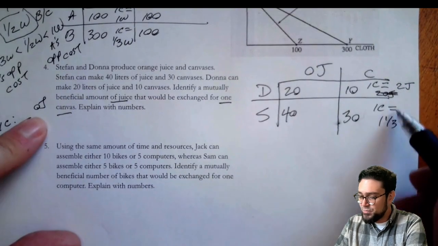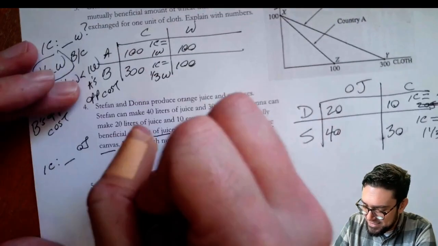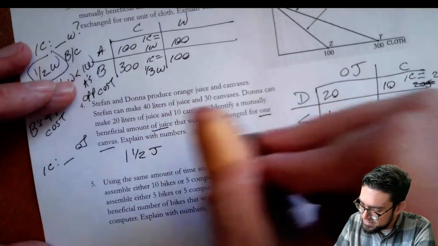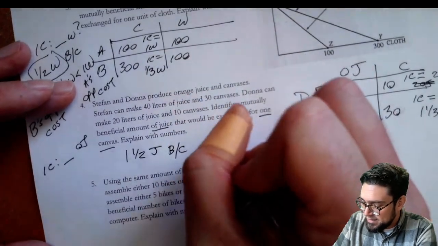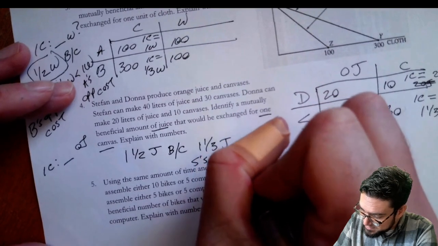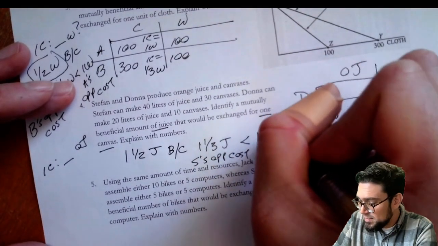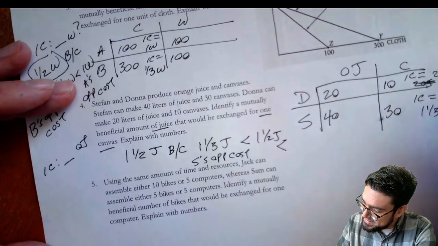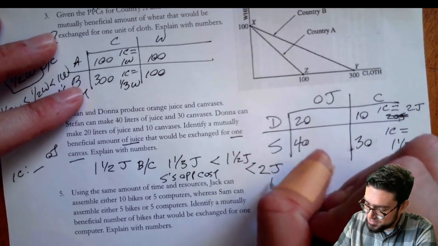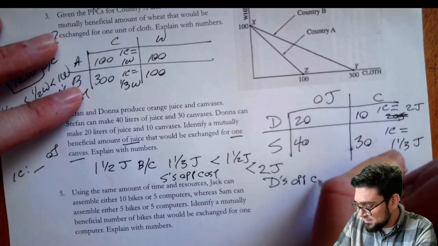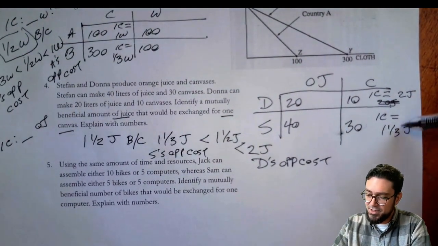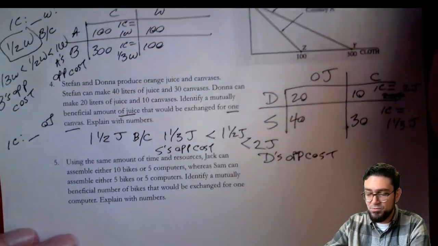So it's got to be something in between these two. Let's say 1 1/2. How about? So 1 1/2 juice because, and then we can say 1 1/3 juice, which is S's op cost, is less than 1 1/2 juice, which is less than, and on a test, by the way, you're going to have lots more space than this, 2 juice, which belongs to Donna's op cost. So again, not that hard. It's really just getting in the habit of figuring out a number in between these two, 1 1/3 and 2.